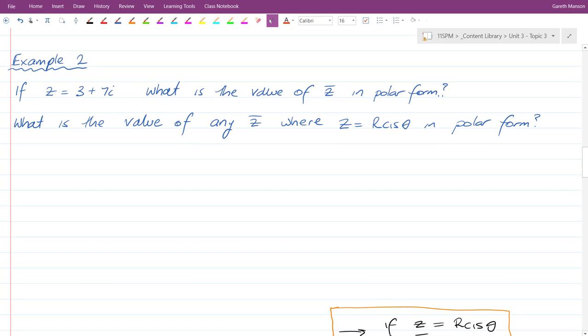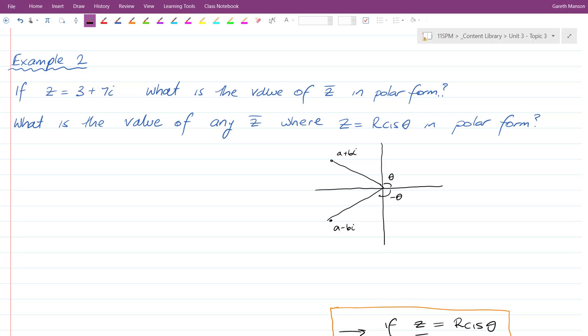Generally, for z bar, where z is equal to r cis theta, we put our coordinate here. This is a plus bi. The conjugate of a plus bi is here. That's a minus bi. And so we get a modulus that's the same, and we get an argument that's flipped over the x-axis. So we go from having theta to having negative theta. The only time this is a problem is if we started with a minus b, written as an angle between 180 and 270. If you flip that over, it might go out of domain. So you've got to be a little bit careful of that.